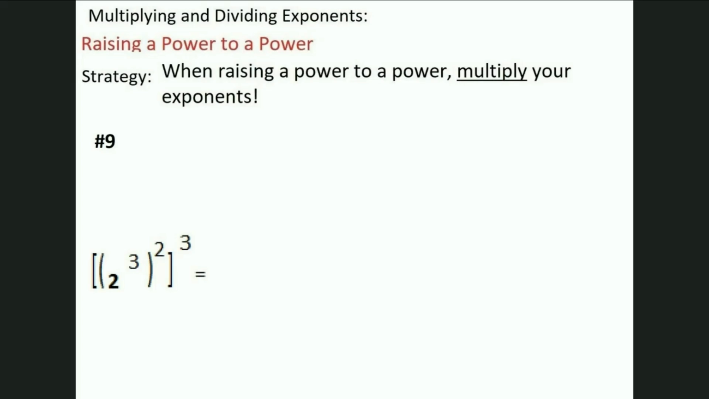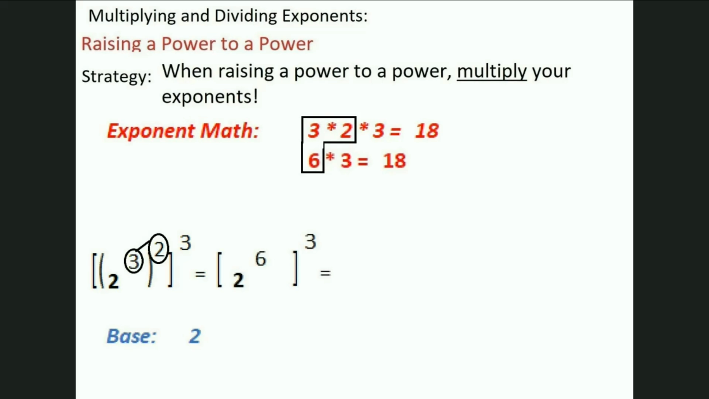Let's go on to the next one. Here's number 9: 2 to the 3rd power raised to the 2nd power raised to the 3rd power. Here's our base, 2. That's not going to change. But our exponent math is 3 times 2 times 3, and we get 18 from that. Let's go back and look at this. Base is 2. 3 times 2 is 6, that's our inner set of exponents, knocked out. Now we work with 6 times 3, so we end up with 2 to the 18th power. Put it in the calculator, you get 262,144 as your answer. All right, so going on.